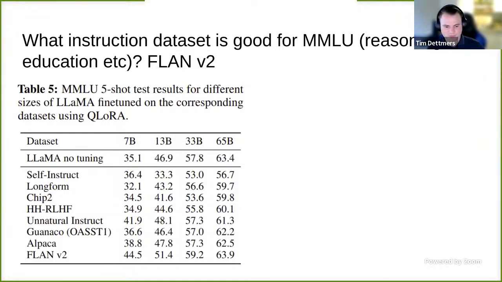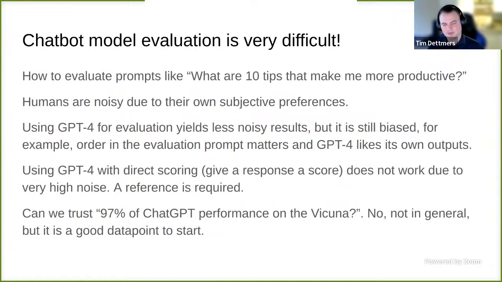And before I dig into that, let me talk a little bit about chatbot evaluation. Chatbot evaluation is very difficult. Just to give you a taste of it, if you have the prompt, what are 10 tips that make me more productive? That's a very general question, and you can generate 10 tips, but how do you decide which tips are better than others? How do you decide which response is better? For example, it can also be super subjective, that some people just want 10 bullet points, give me something quick.